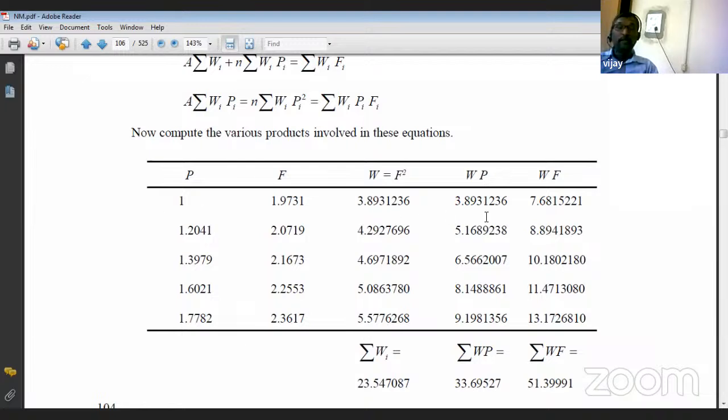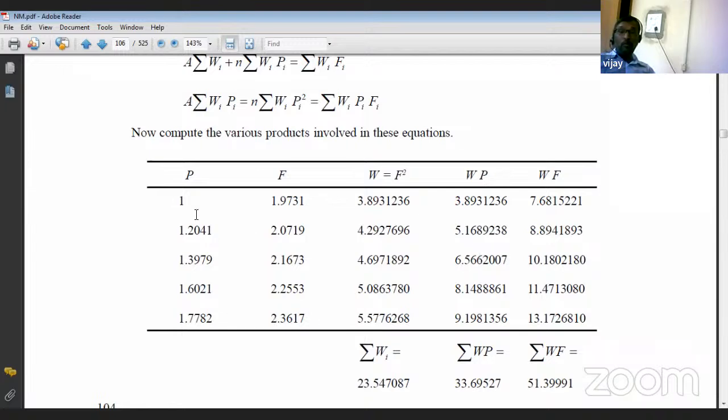W multiplied by W is 3.8931236 into 1. Same one. I am writing WP. W into P, so 4.29276936 into 1.2041, the value is 5.168923. Then W 4.697189 into 1.397, and 5.086378 into 1.6029. Then 5.566 into 1.79. So these are W into P.